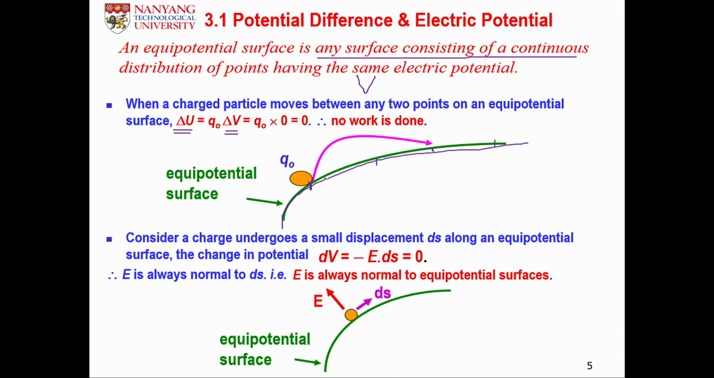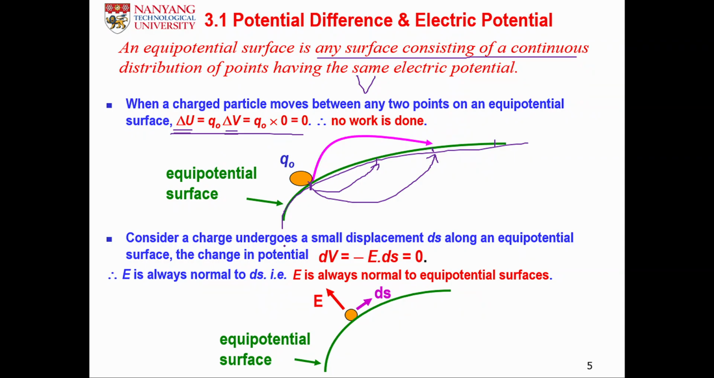Meaning if you are moving a charge from this point to this point, or from this point to this point, although the geometric path may be different, the work you need to do is always 0. It's the same and always 0, simply because delta U must be 0. This is the first property of the equipotential surface.